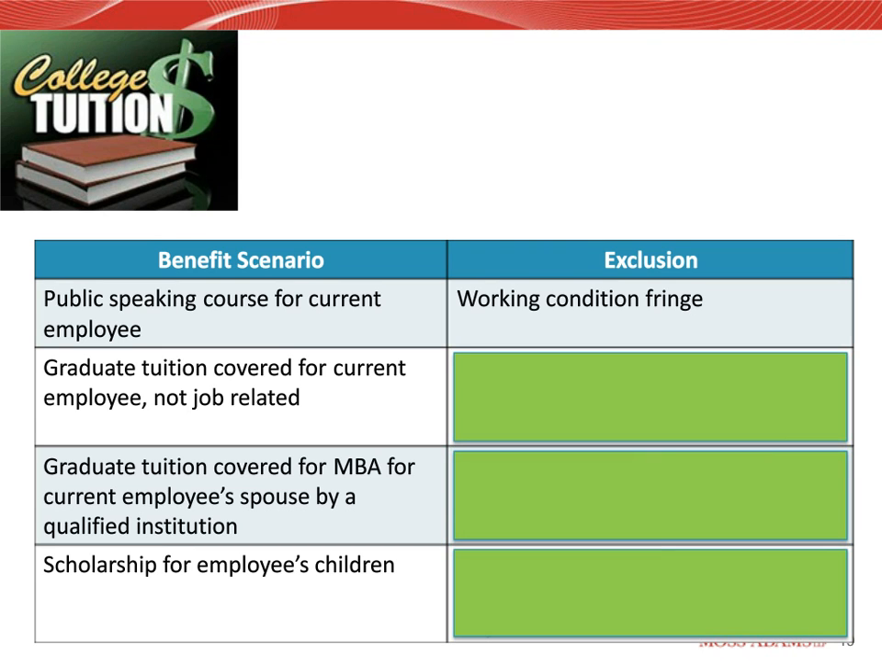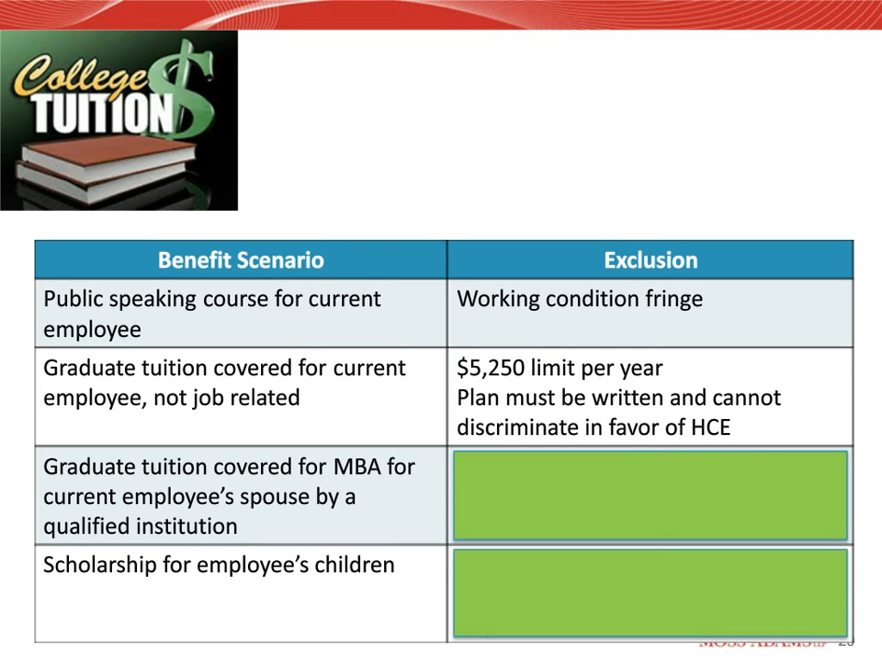We can't really use the working condition fringe because there's not really a business purpose for me as the employer to pay for that person to get their graduate degree in theater. So we're going to look at the other options. When we look at the table in your materials, we see that the graduate, which is the third line down, the only option we have is under 117D for the qualified tuition reduction. Covered for current employee, not job related.